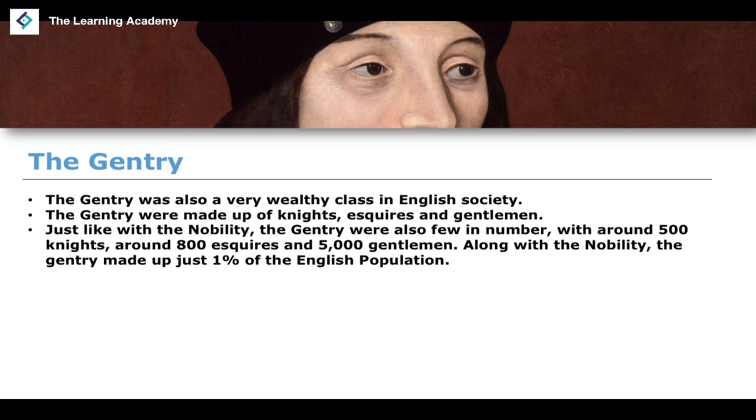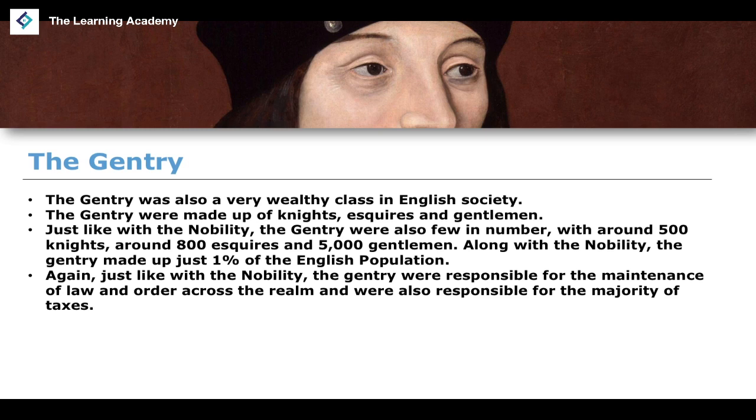And just like with the nobility, the gentry were responsible for the maintenance of law and order across the realm, and were also responsible for the majority of taxes. So again, the gentry were also tasked with the ability to maintain law and order, to enforce law and order, and to enforce justice across the realm on the king's behalf. And so in that regard, the gentry and the nobility weren't too dissimilar in terms of their roles.